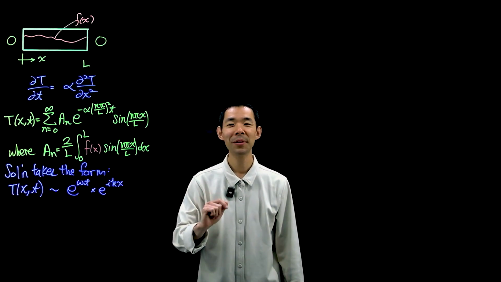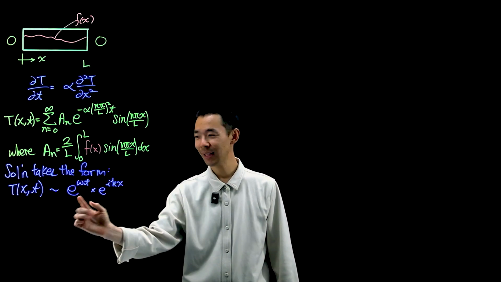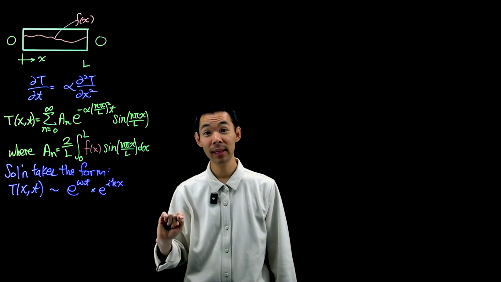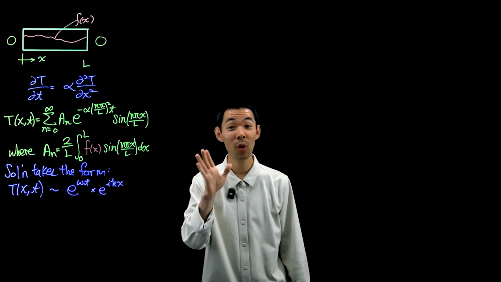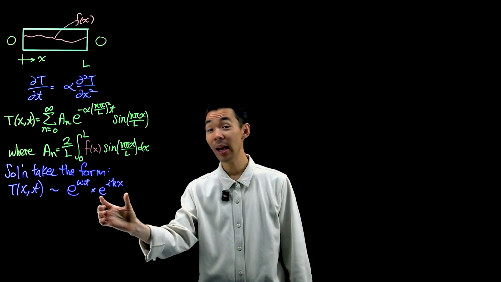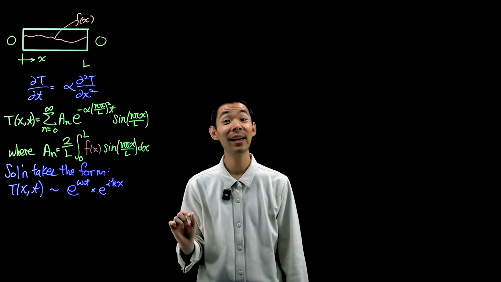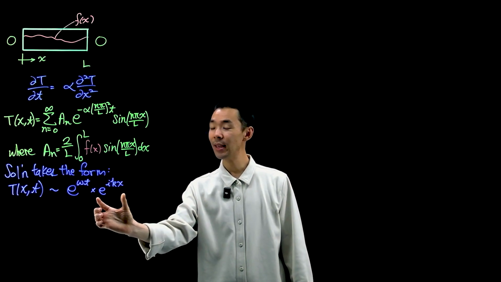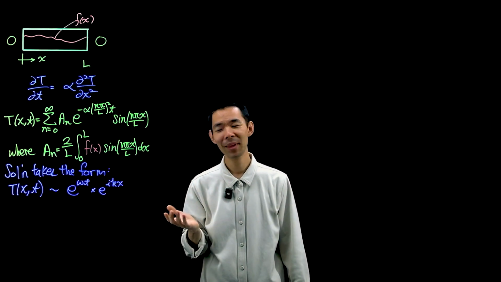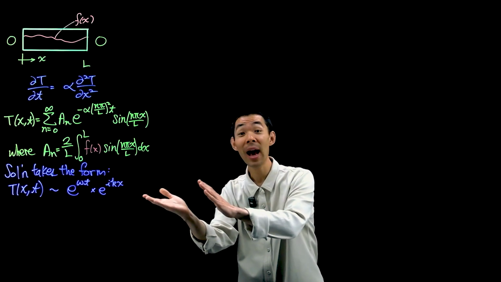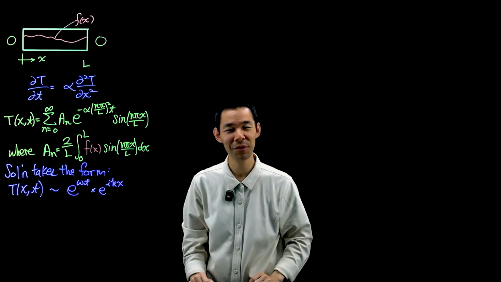Right here, I've written the temperature profile as some exponential function that depends on time, e to the omega t, times another exponential function, e to the ikx. Now, you know from Euler's formula that e to the ikx can be written as sines and cosines. Cosine kx plus i sine kx. So fundamentally, e to the ikx is just another way of writing sine n pi x over L. So this form has the mathematical structure of what we just found using separation of variables.